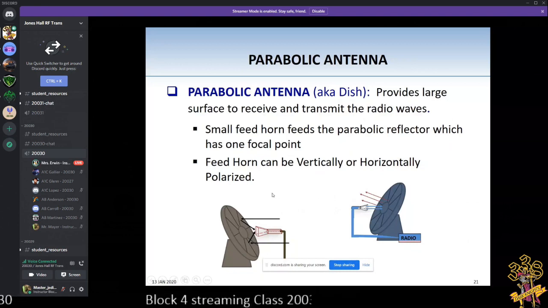On your receive side, the reflector is going to be able to catch more signal because of its size. And the shape of the dish is going to reflect that signal back down toward the middle, where it gets picked up by the feed horn and fed to your receiver. Now, the parabolic dish can be horizontal or vertical, depending upon how the feed device is attached, whether it's attached vertically or horizontally.